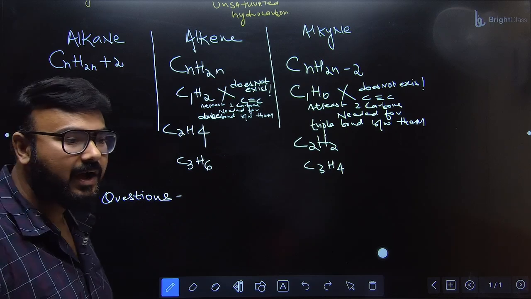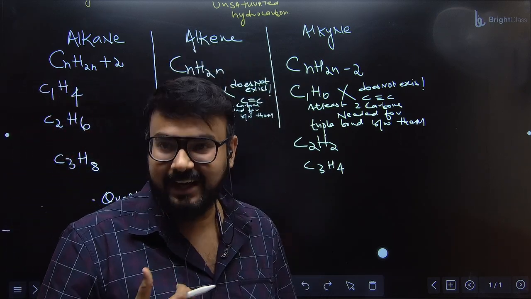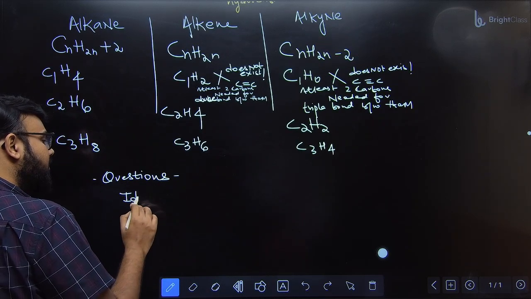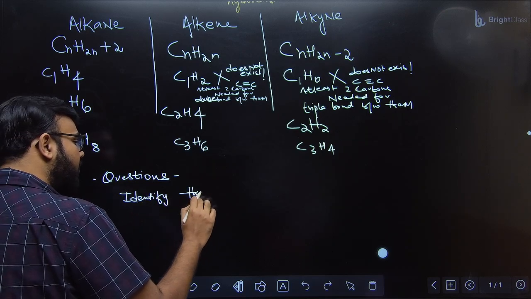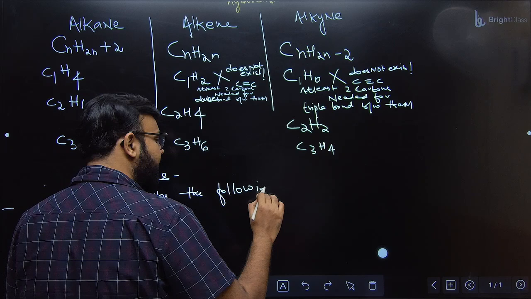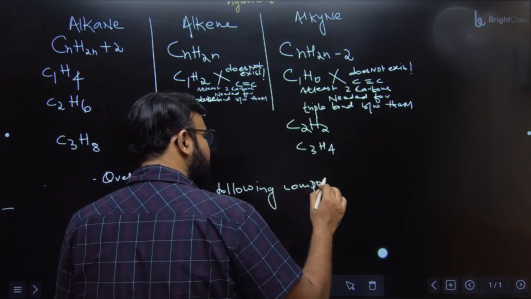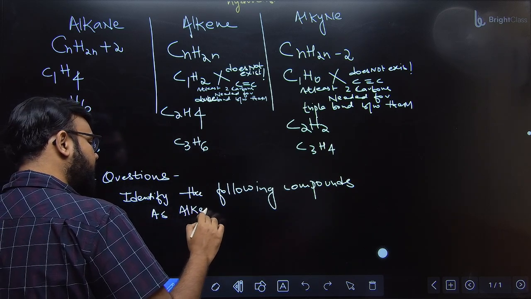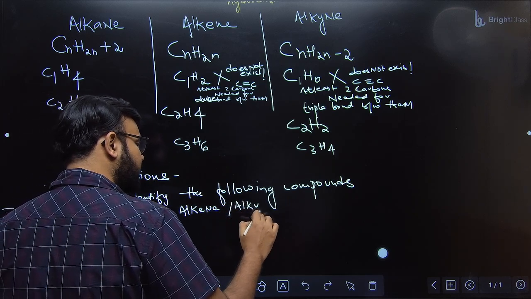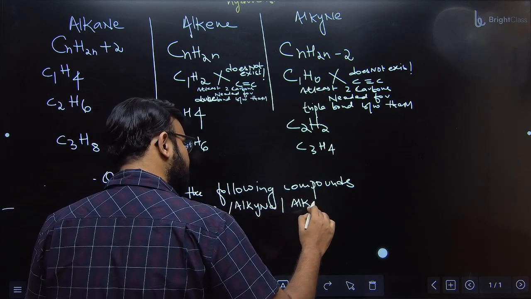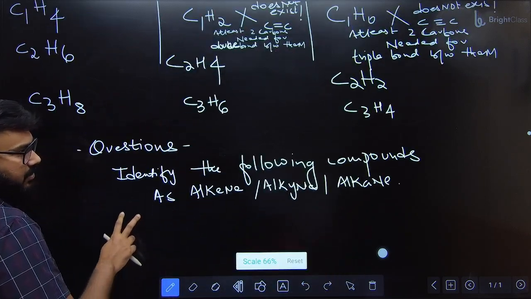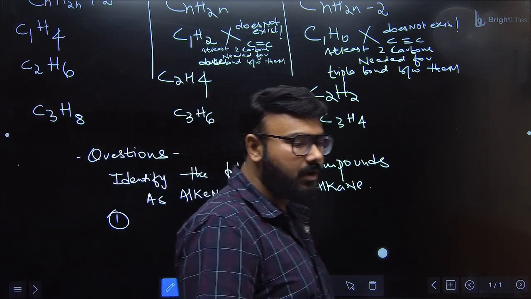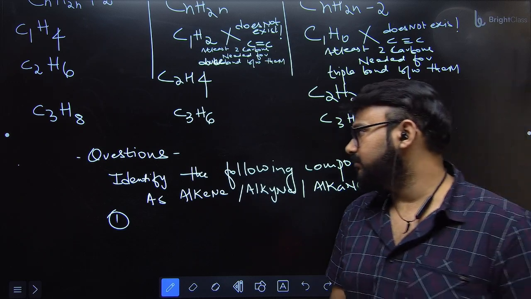Now in the questions, I'll give you a formula. You will identify whether it is alkane, alkene or alkyne. So the question is: identify the following compound as alkene, alkyne or alkane. So I will be giving you formulas, you will be identifying them. Okay. So first, understood everyone? What is the question? Yes, sir.